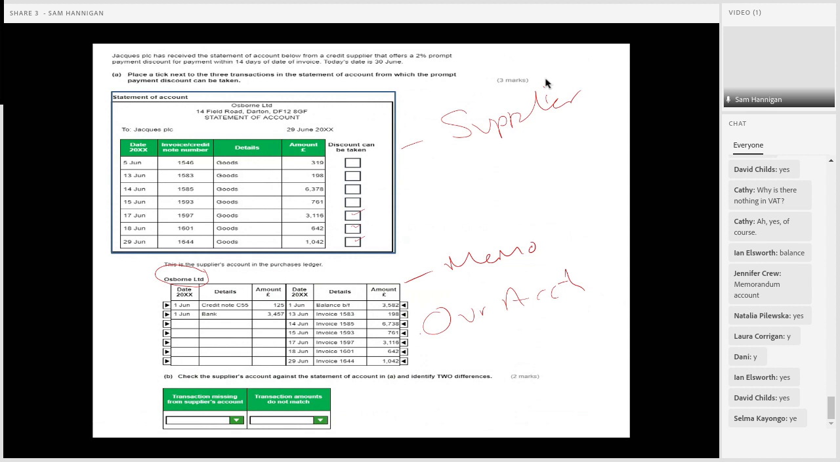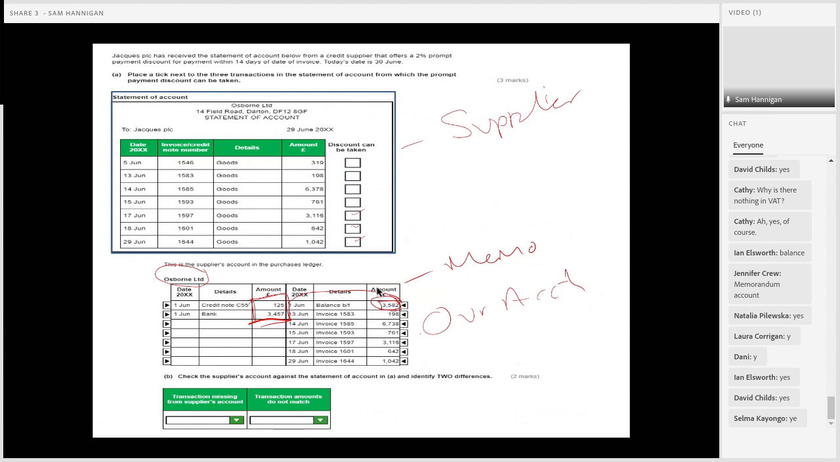So first thing you need to look at is the balance brought forward figure, okay? So you've got 3582. Well, I can't see that on the statement, but what I can see is in the debit side, you've got a credit note and you've got a payment. So take off the credit note of 125 and it equals the payment. Hang on, let's have a look. 3582 minus 125 equals 3457. So those two transactions clear that transaction. Okay, so they're not outstanding, so they shouldn't be on this statement.